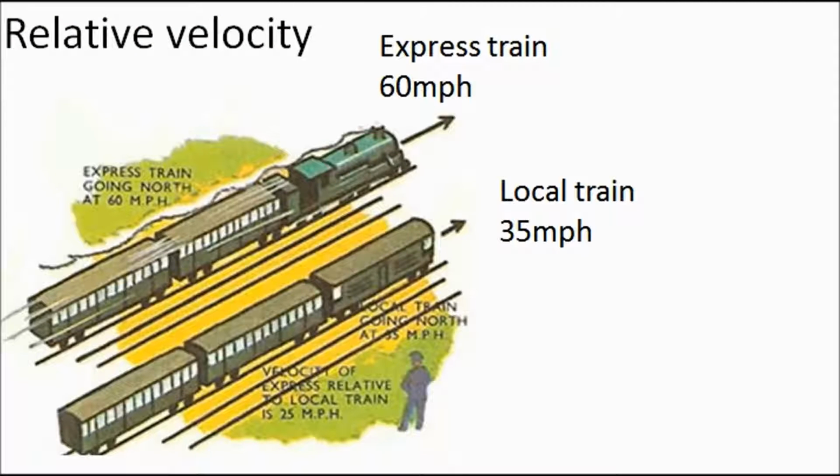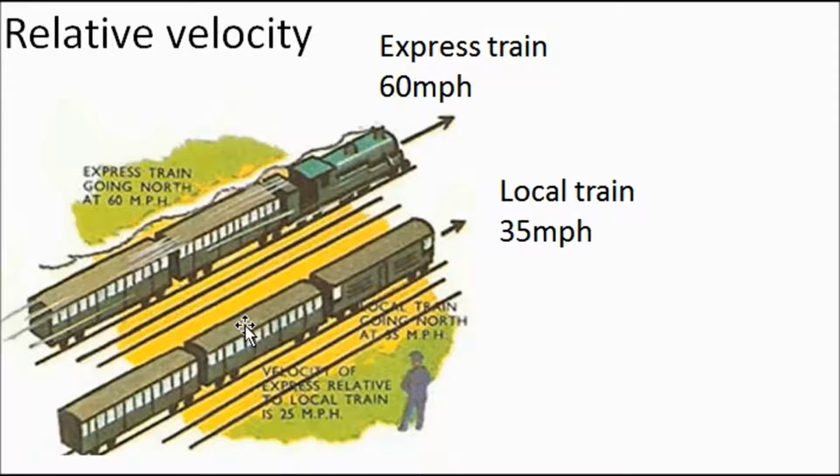Let's talk about relative velocity. So here we've got a man standing here looking at these two trains. We've got an express train doing 60 miles per hour in this direction, and the local train doing 35 miles per hour in the same direction on a parallel track. So this guy here sees this one doing 60 miles per hour and this one doing 35 miles per hour. But here's my question. If you were on this train and the express train overtook you, how fast would the express train look to you?